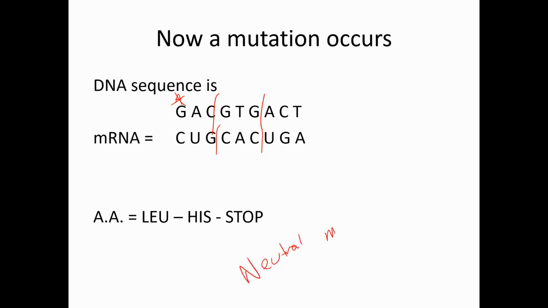This is called a neutral mutation. So nothing happens here. We talked about that a little bit. I just want to show you how that would work again. So nothing happens, and this happens quite frequently. You would never know you have a mutation if it did this. Okay, and that's what I have for you for mutations.